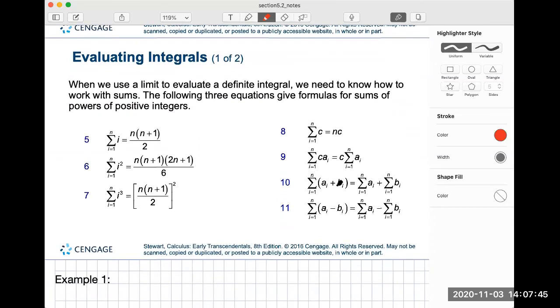And here are some properties. The formulas 5, 6, 7. You can write them down and prove them at home.